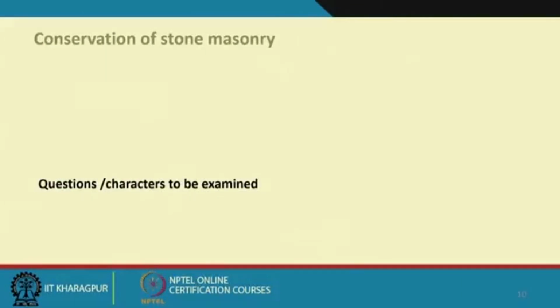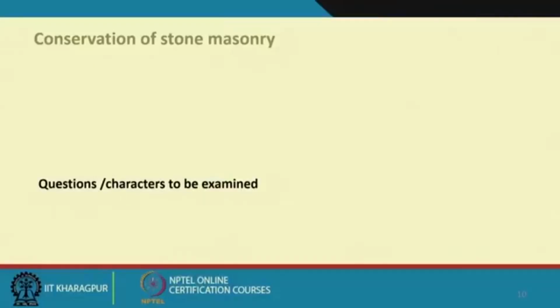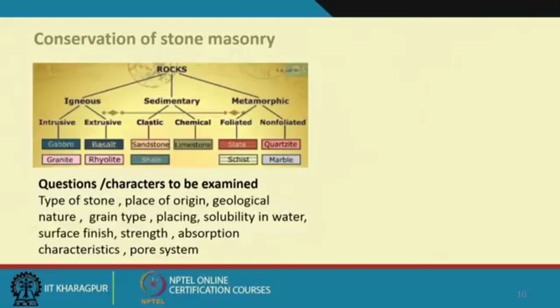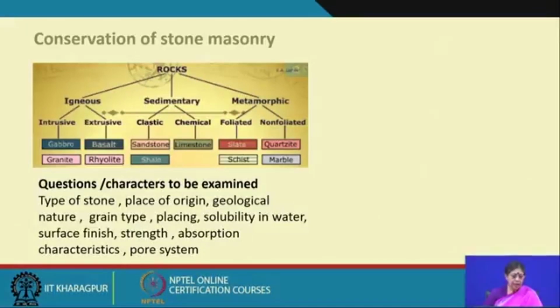Now, some of the questions or the characters which have to be examined when we are talking about, first, let us talk about the stone masonry. As I said, there are varied types of stone, one has to take much more detail. So, let us see, there are broadly igneous, sedimentary and metamorphic rocks, and under that there are basalt, granite, sandstone, limestone, marble, and each of them is under a different family or a different category. Their property, their behavior and their looks and aesthetics, everything is very different.